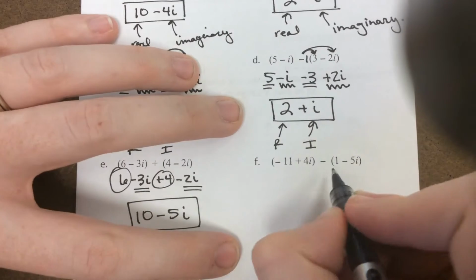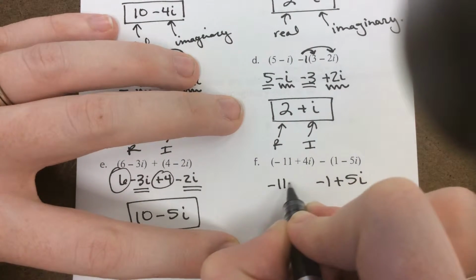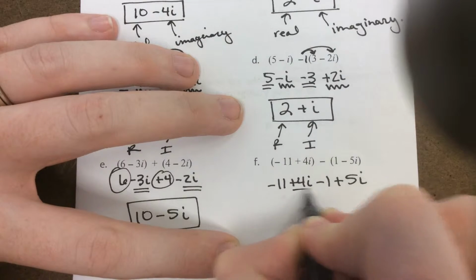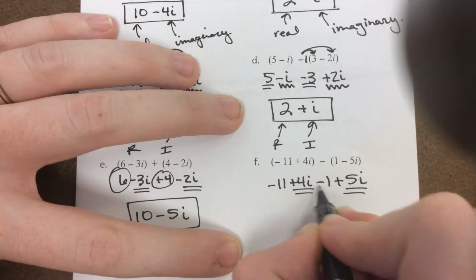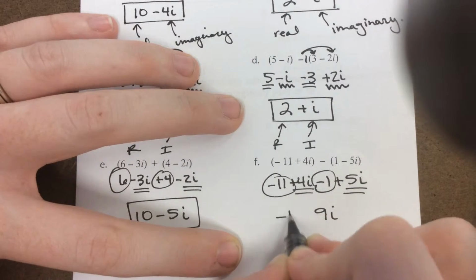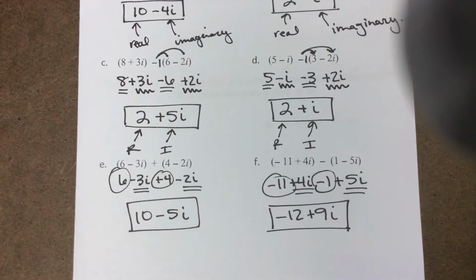Here you need to distribute that negative, so it's a negative 1, positive 5i. The front parenthesis stays the same. So we're going to have 9 i's and then negative 11 and a negative 1, which makes it negative 12. So negative 12 plus 9i. Hopefully that's what you guys got. If you have questions, ask the sub.